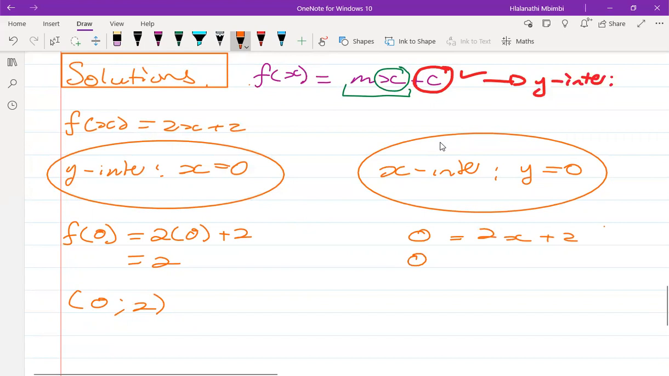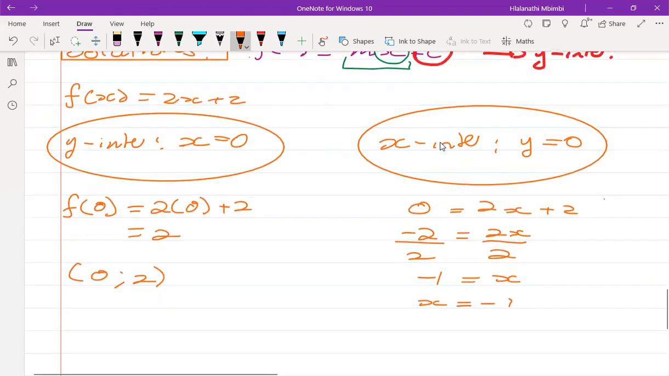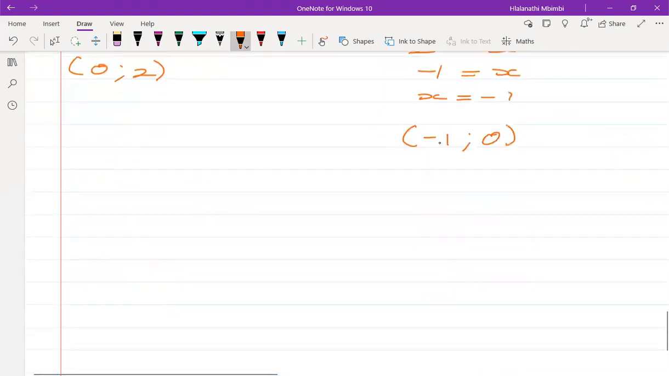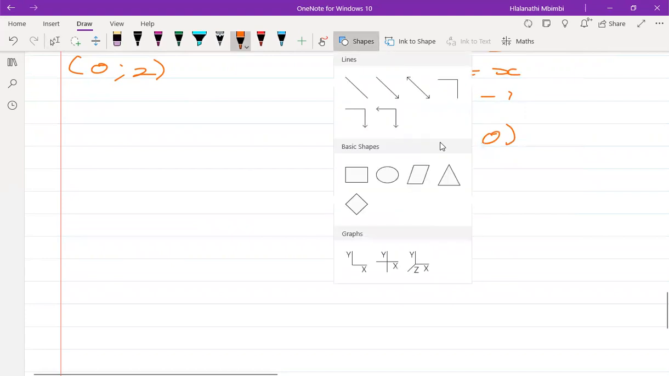Yes. So to solve this, we're going to have minus 2, and then we're going to have 2x, and then we divide both sides by 2, and therefore our x would be equal to -1. I just like to write it as x is equal to -1. But again, to get the coordinates, we got x is equal to -1 when we substituted y is equal to 0. So those are our coordinates.